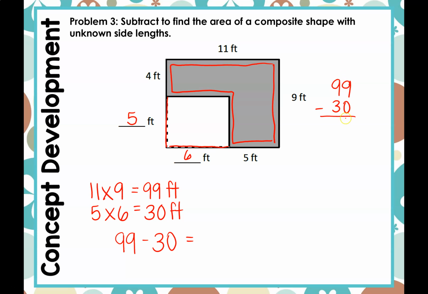So we're going to start in our ones place. 9 take away 0 is 9. 9 take away 3 is 6. So the area of the funky shape here would be 69 square feet. I might have forgotten that on a few of our last problems, guys, but always remember when we're talking about area, in the answer we have to put square in front of the units. So it's 69 square feet.